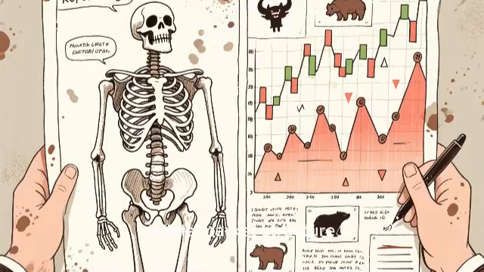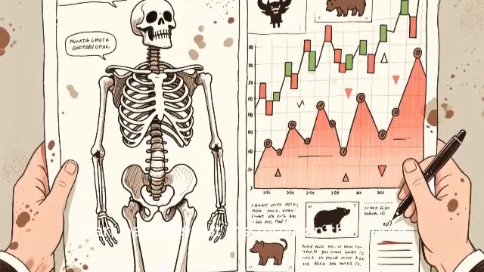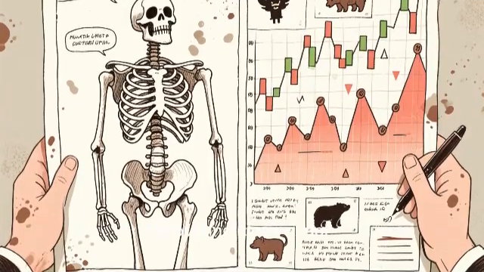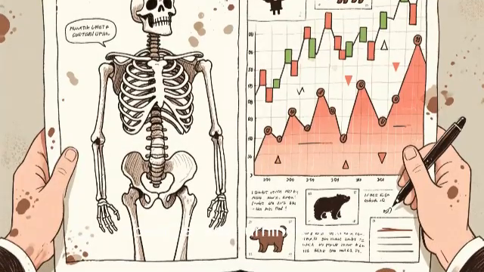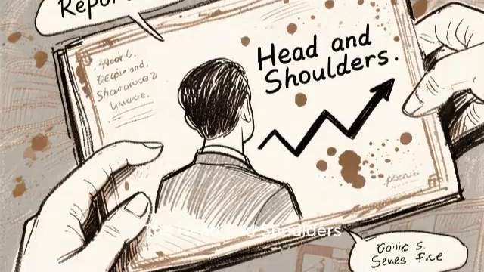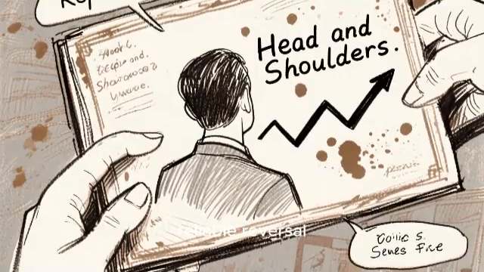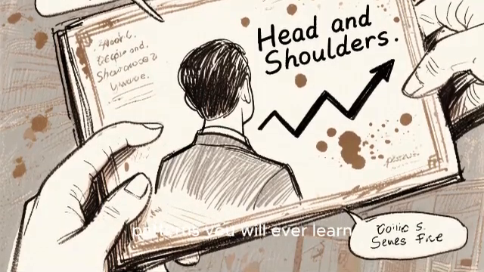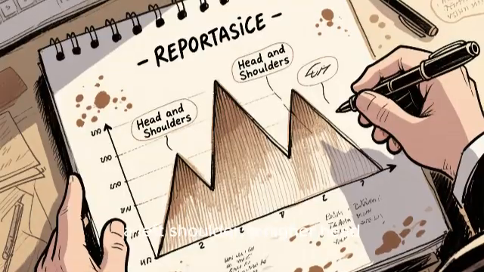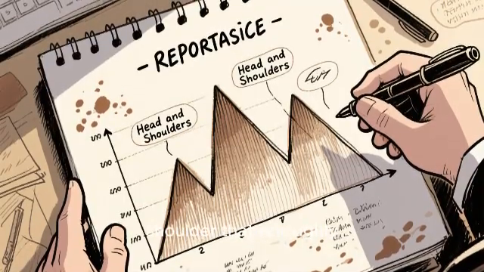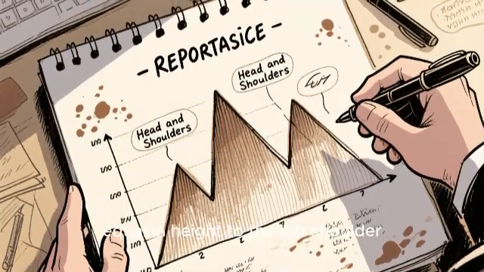While market structure gives us the skeleton, chart patterns put the meat on the bones, providing clear visual representations of the battle between bulls and bears at key turning points. The head and shoulders pattern is one of the most reliable reversal patterns you will ever learn. It forms at the top of an uptrend and consists of three peaks: a left shoulder, a higher head, and a right shoulder that is roughly equal in height to the left shoulder.